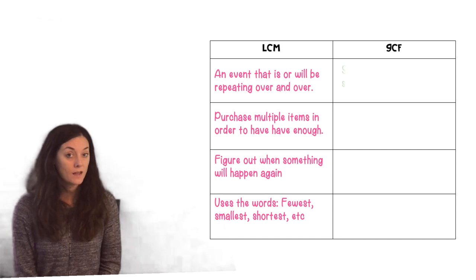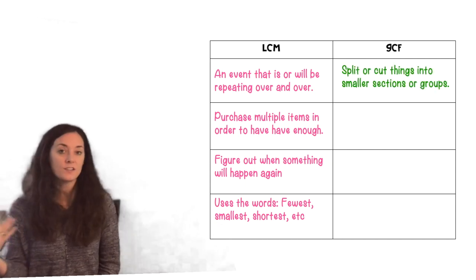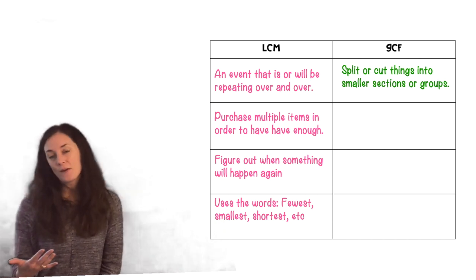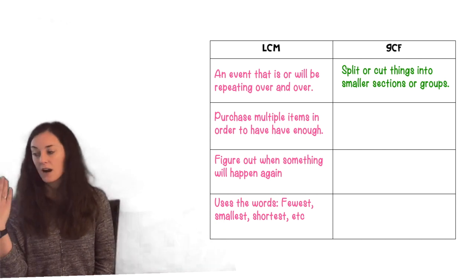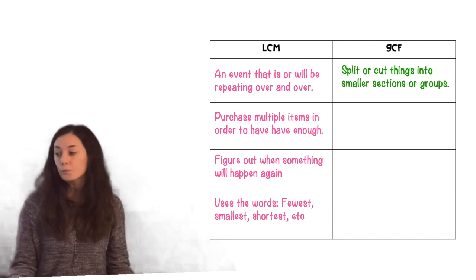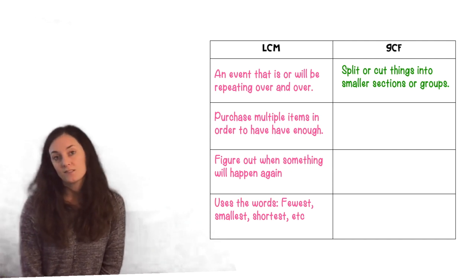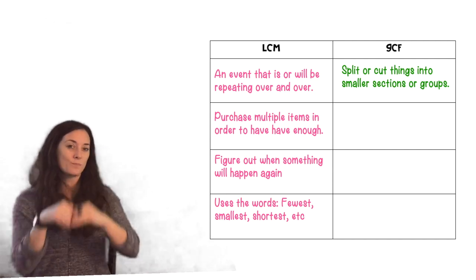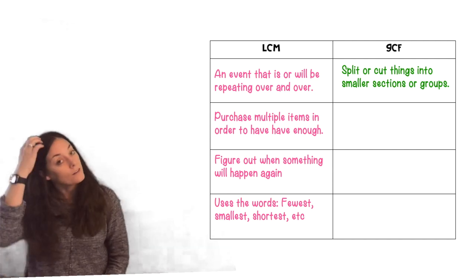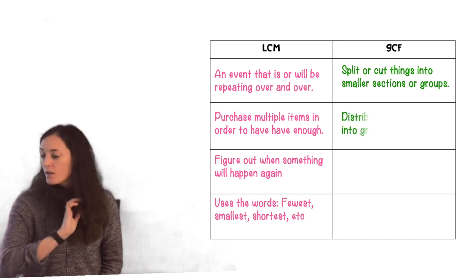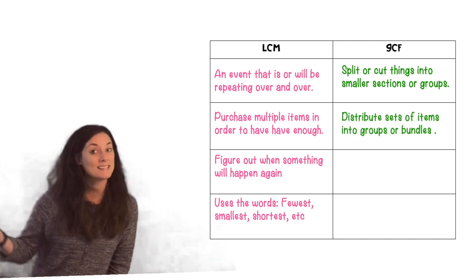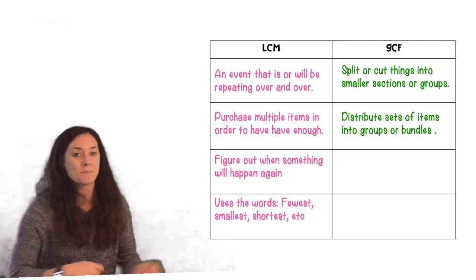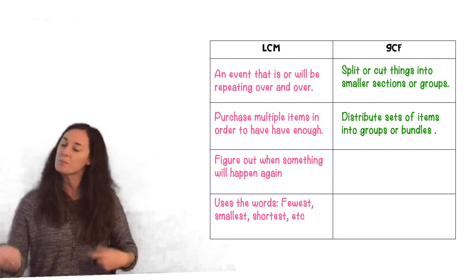Okay, now, what's telling me that I need to find a GCF? Well, the first clue that I have is if I'm ever splitting something up or out into smaller, even groups or sections. That splitting should be your key word, that you're taking that number and splitting it into a smaller number to use. You're finding those factors. You might be distributing sets of things. There are oftentimes questions about teachers distributing papers and pencils or school supplies.